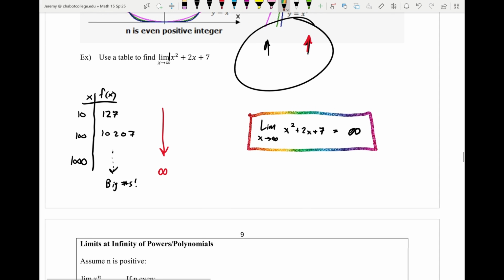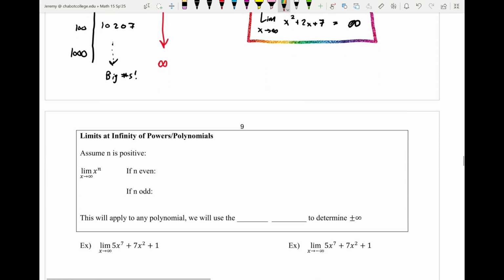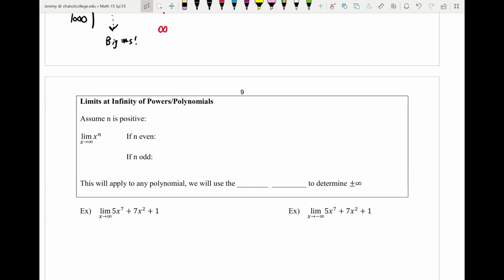All right, so just a few more details on that kind of trick, that shortcut that I used there. Here it is. Okay, so assume that n is positive, right? And really it's a positive integer. So we're looking at the limit as x approaches infinity of x to the n.